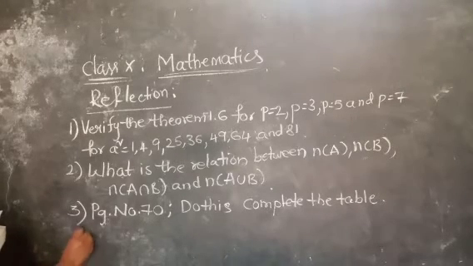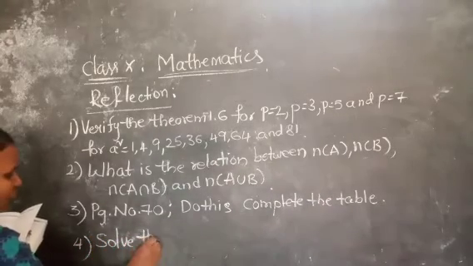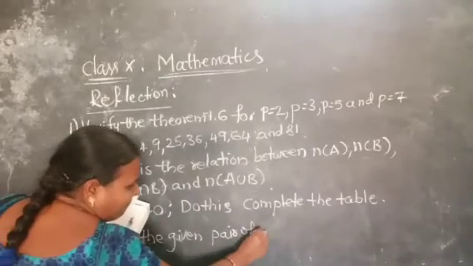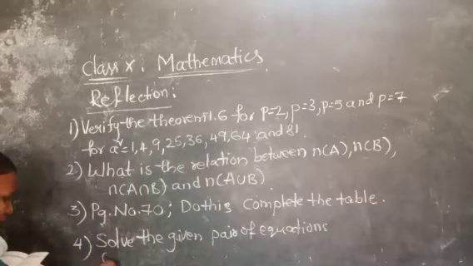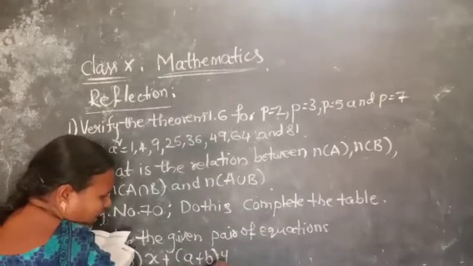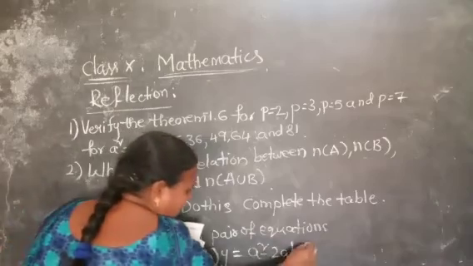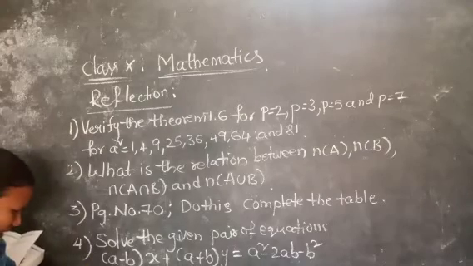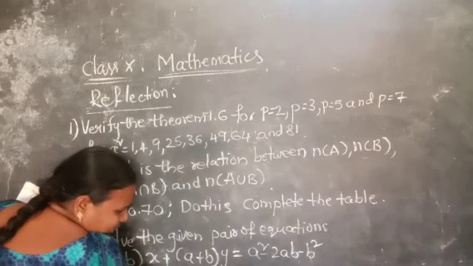And fourth question. Solve the given pair of equations: (A minus B) into x plus (A plus B) into y is equal to A square minus 2AB minus B square, and (A plus B) into (x plus y) is equal to A square plus B square.